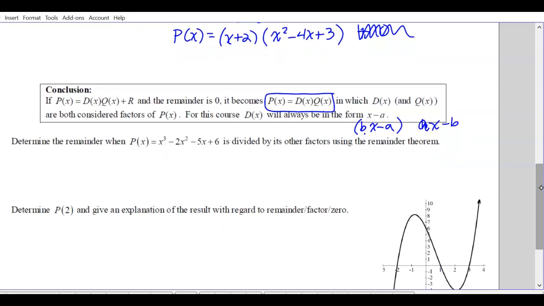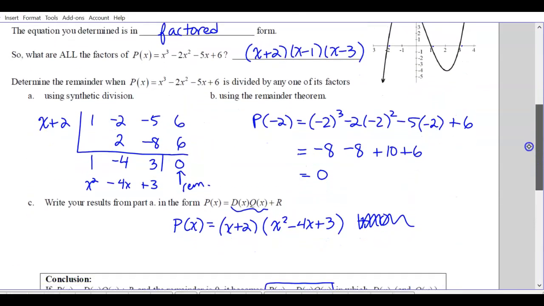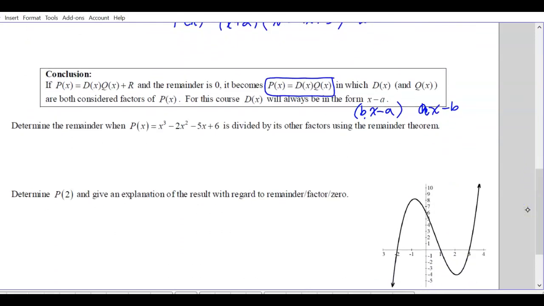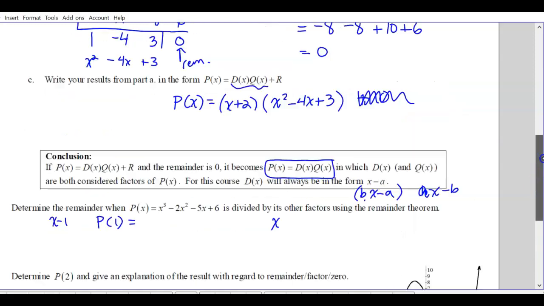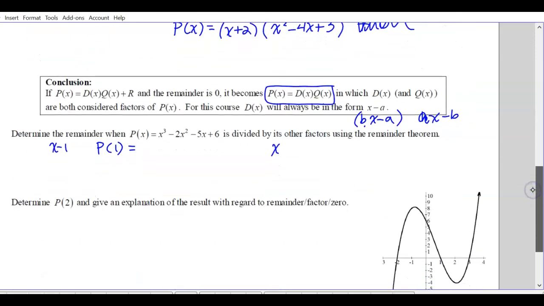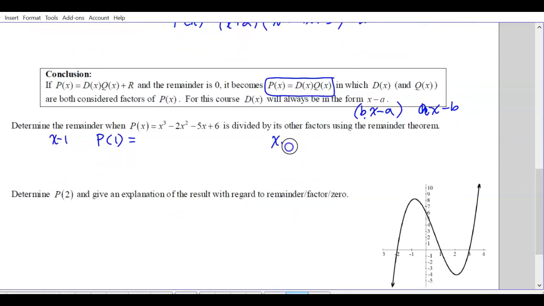All right, so then it says determine the remainder when P of x, same P of x as above, is divided by its other factors using the remainder theorem. So not synthetic, but our other factors were, we take a look, x minus 1 and x minus 3. So for factor x minus 1, that means we're going to substitute positive 1 in. For factor x minus 3, then we substitute positive 3 in.